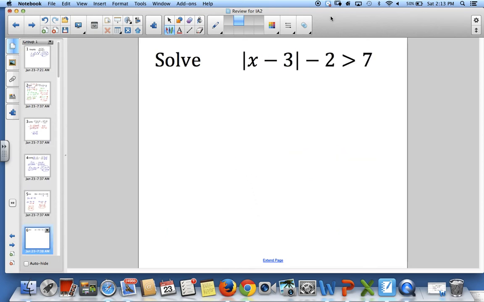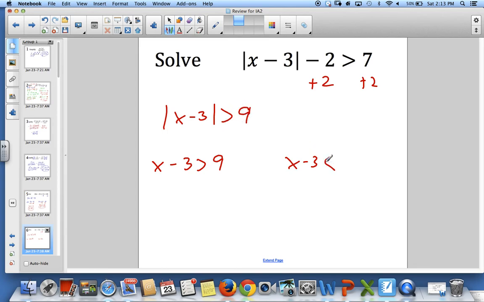Okay, this is an absolute value inequality. It's similar. We have to isolate the absolute value, so I'm going to add 2 to both sides. So I have the absolute value of x minus 3 is greater than 9. And now I'm going to write 2 inequalities. First one is going to be just as it is, and the other one's going to be x minus 3, change the direction of the arrow and the sign of the number.